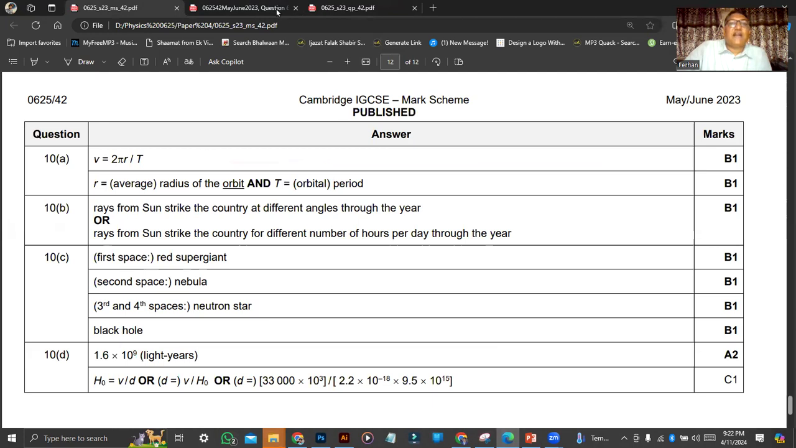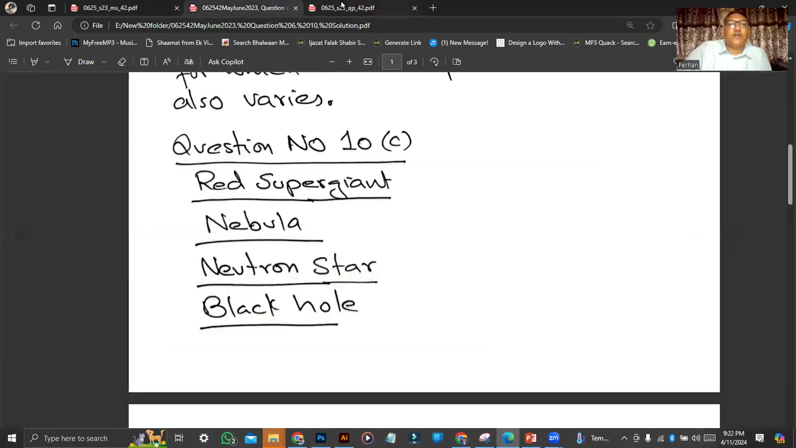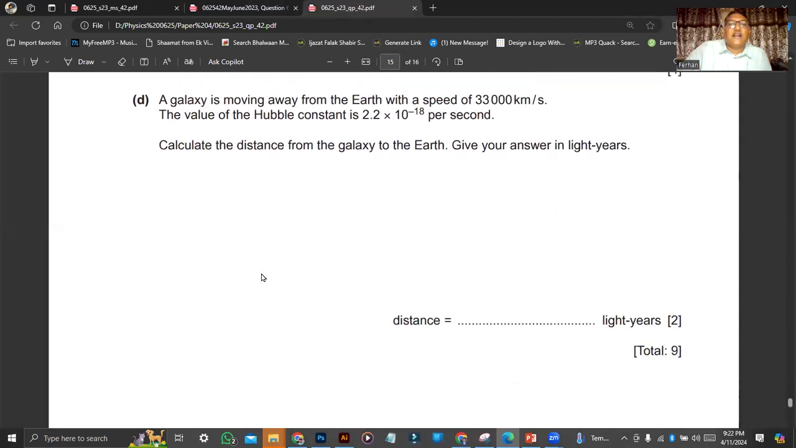So you can look at the marking scheme. Okay. So now we are going to the D part. Question number 10 is D part. It says a galaxy is moving away from the Earth with the speed of 33,000 kilometers per second. The value of the Hubble constant is 2.2 × 10^-18 per second. Calculate the distance from the galaxy to the Earth. Give your answer in light years.